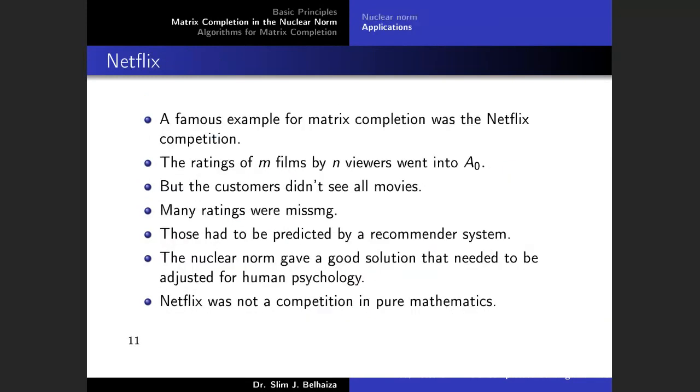In the Netflix competition, for instance, there was a famous example for matrix completion, where the ratings of M movies by N viewers went into the matrix A0. And of course, not all the customers have seen all the movies. So the competition was to find the best way to complete the missing data, because once you are able to complete the missing data, you would be able to finalize the way your recommender system works. The nuclear norm gave, in that case, a good solution that needed to be just adjusted for human psychology. So just a little bit of human touch to make it work perfectly.